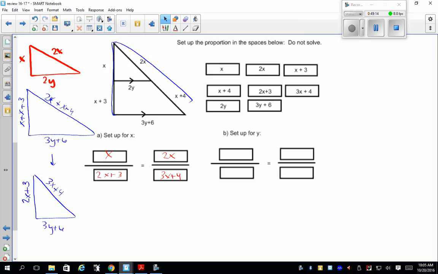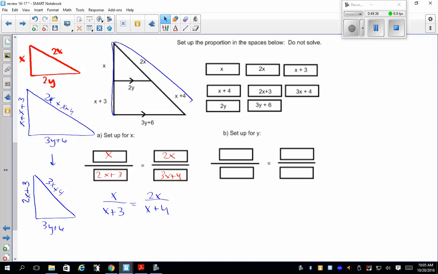You could also, because these are parallel, set up one part over the other, x over x plus 3, the top part of one side over the whole part of the same side, equals the top part of another side over the bottom part of the other side, and that would be acceptable as well.